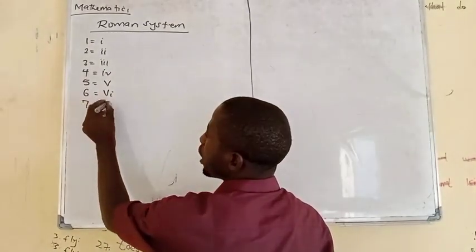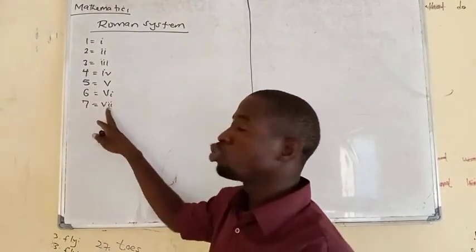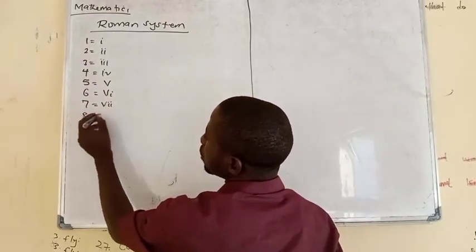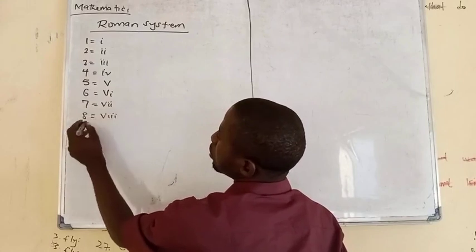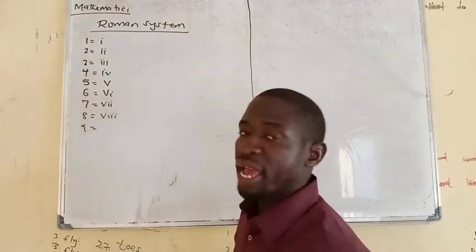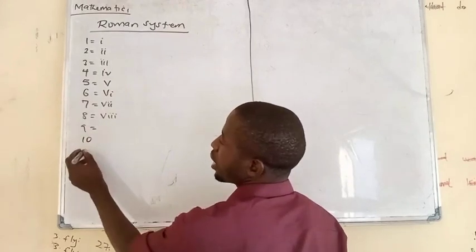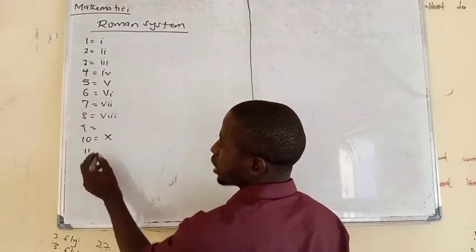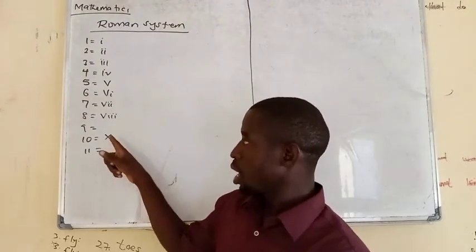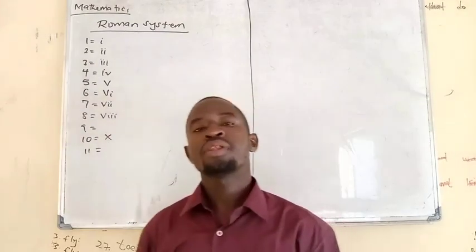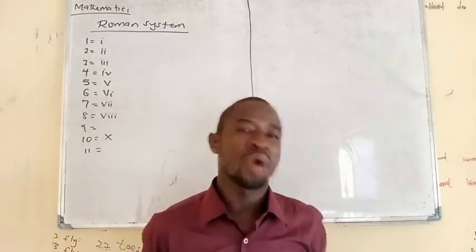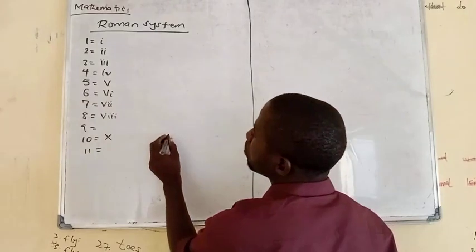Now 7 is VII. That is 5 and 2, or 5 plus 2. Then 8 is VIII. Then 9, or before I write 9, let me have 10 first. 10 and 11. Because 10 is X. Now, how can we write 9 and 11? Because 9 and 11 are either 10 minus 1 or 10 plus 1.